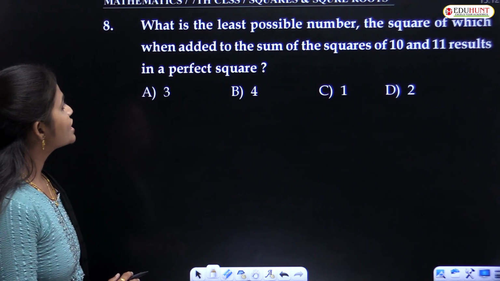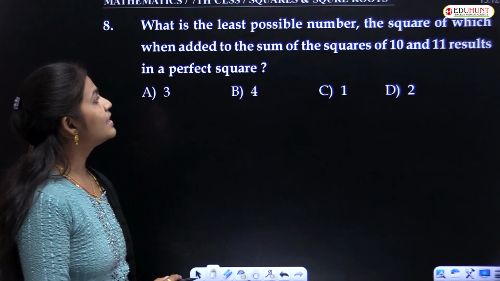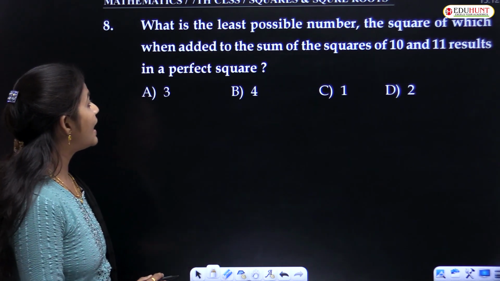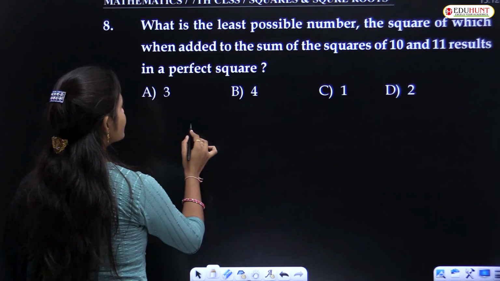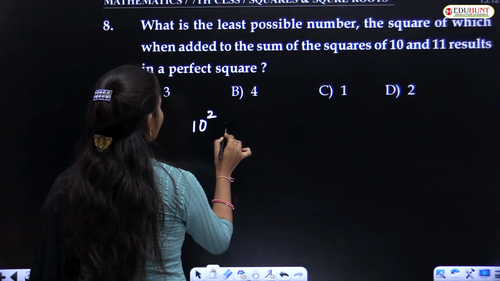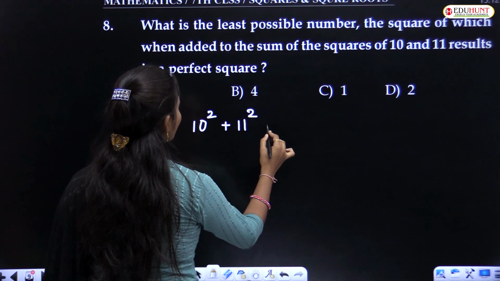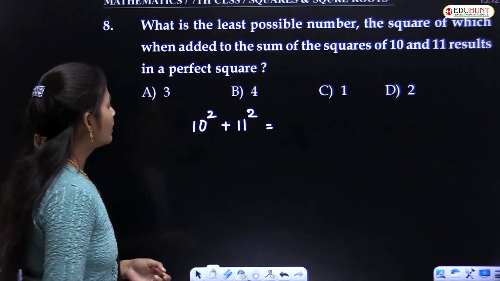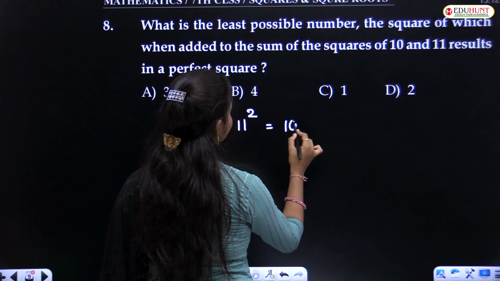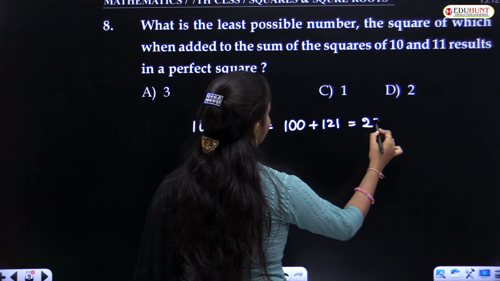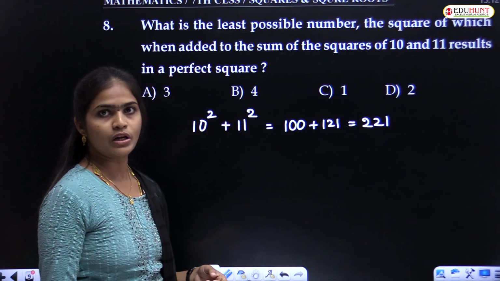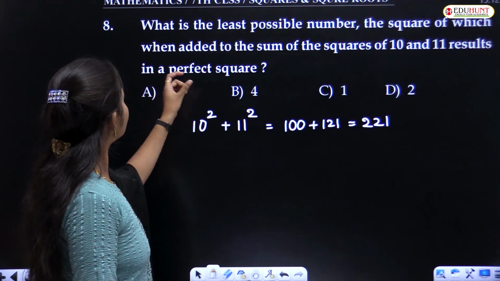What is the least possible number, the square of which when added to the sum of the squares of 10 square and 11 square. So what will you get here? 10 square means 100 plus 11 square means 121, which equals 221. Okay. Now results in a perfect square.